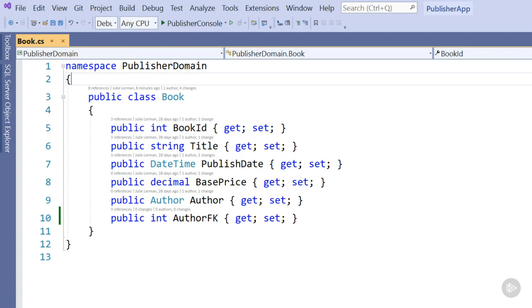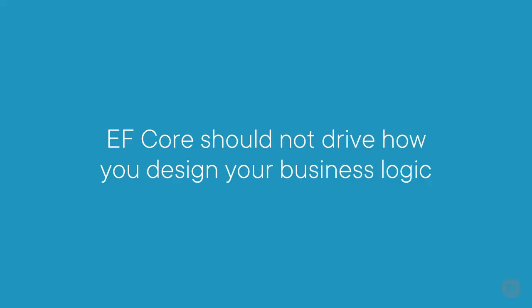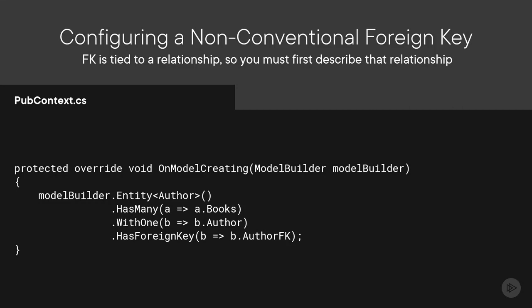In this scenario, I named this property author FK because that's the way I wanted it to be. I don't want to have to change my business classes and my logic and my rules just to satisfy how EF Core is going to be getting that data in and out of the database. EF Core is just a mapper, and one of the many mappings it provides is the name of the foreign key. So I'm going to use that to override the convention.